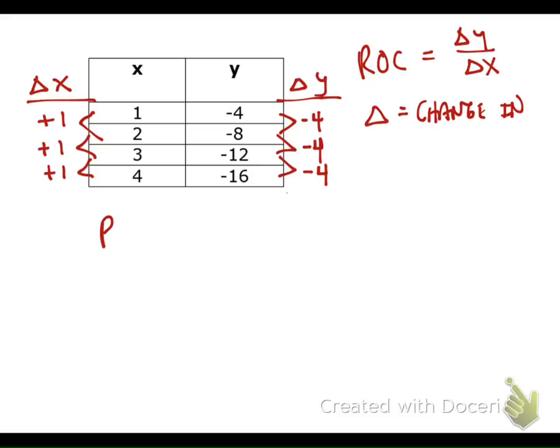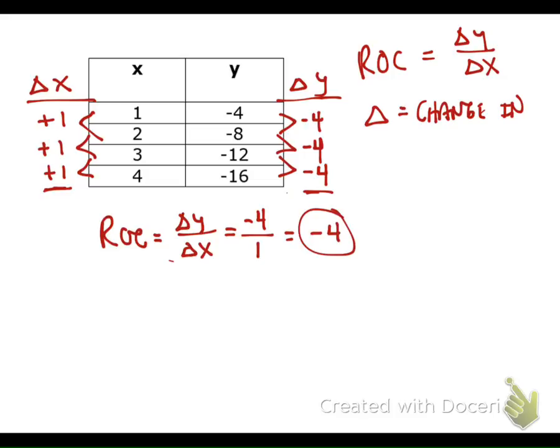So to find my rate of change, I need to put my delta y over delta x. Since they're all the same this time, it should be nice and simple. I had negative 4 for change in y. Change in x was positive 1. Now I reduce this. Negative 4 divided by positive 1 is just going to give me negative 4. This tells me that the rate of change in this situation is negative 4.